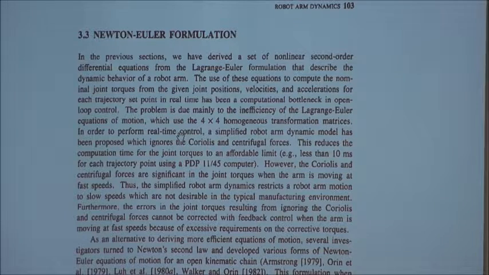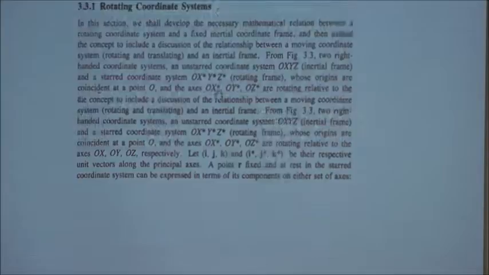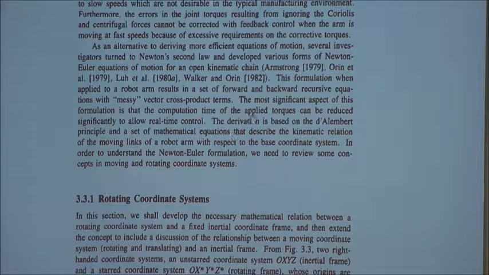As it says here, in the previous section, the set of nonlinear second-order differential equations from the Lagrange-Euler formulation was obtained, which described the dynamic behavior of a robot arm. The use of these equations is to compute the nominal joint torques from the given joint position, velocity, and acceleration. So, in the Newton-Euler representation, this derivation is based on the d'Alembert principle and the set of mathematical equations that describe the kinematic relation of the moving links of a robot arm with respect to the base coordinate system.